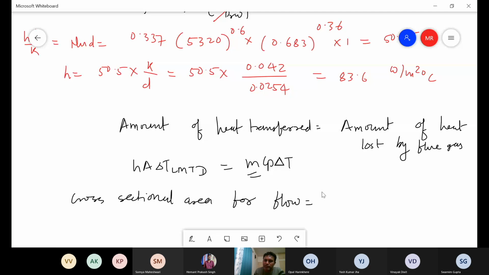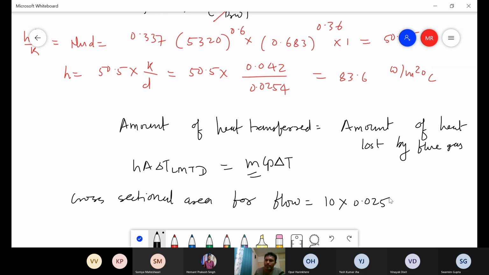So the area for the flow in this case is going to be what? 10 is the number of transverse rows, which is given in the problem statement, into what is the pitch of the transverse? Transverse pitch ST is given as 0.025, into the length of each tube in the Z direction, so that is 1 meter. So this is going to be the cross-sectional area for the flow. So this is going to be 0.25 meter square, correct?